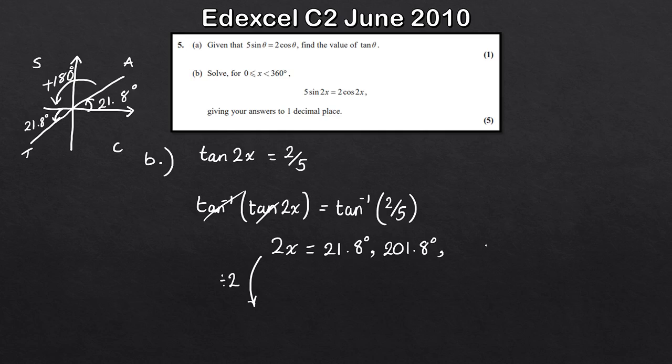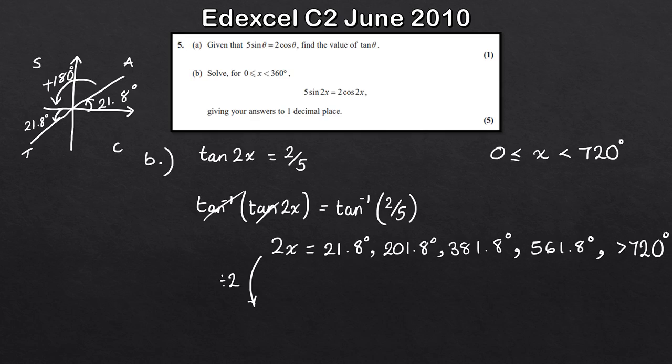Again, I add 180 to this. So my next solution is going to be 381.8 degrees. Now, again, don't worry about this too much. This is 381.8, which is larger than 360. But remember, the x there is just a single x. This is 2x. So some people prefer to double. So that's going to be 0 up to 720. So basically anything up to 720 we're going to include here. So again, we add 180 here. That gives me 561.8 degrees. And if you add 180 one more time, you go larger than 720. So that one would be larger than 720 degrees, and we don't want that. Okay, so we just omit anything past here.